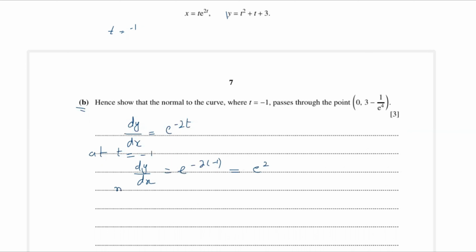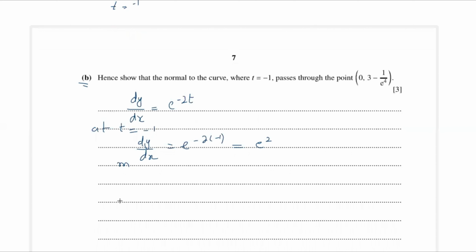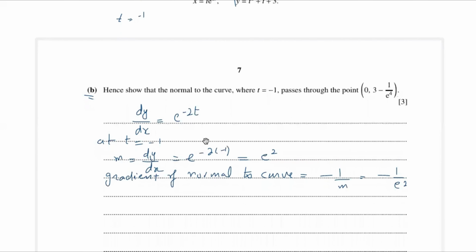Now this is the gradient of the tangent. The gradient of the normal is the negative reciprocal of the gradient of the tangent, so we can write it as minus 1 over e power 2. Now we find the point at t equals minus 1.